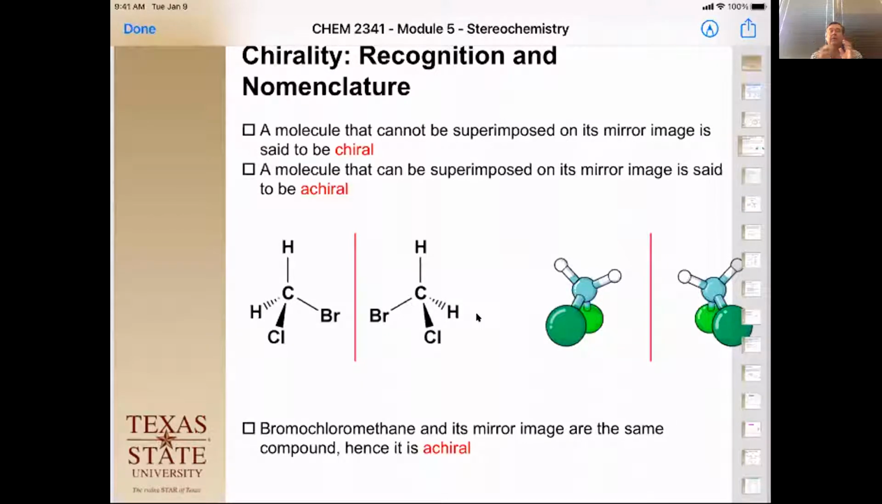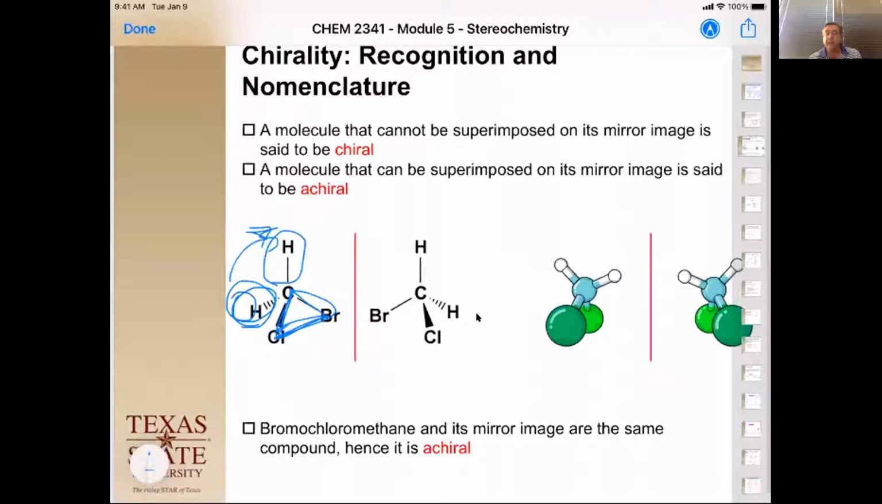So notice here, when we have two hydrogens on the system here, number one, we have a plane of symmetry because we could actually draw a plane of symmetry in between these right here, and we'd have a hydrogen on this side of the plane and a hydrogen on that side of the plane. So we have a plane of symmetry. So that tells us it's probably not chiral.